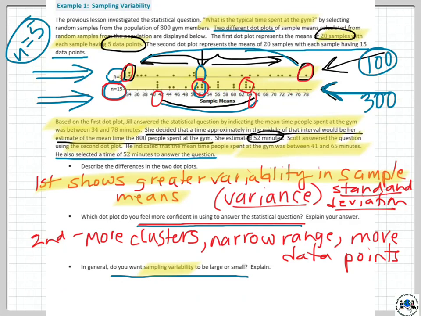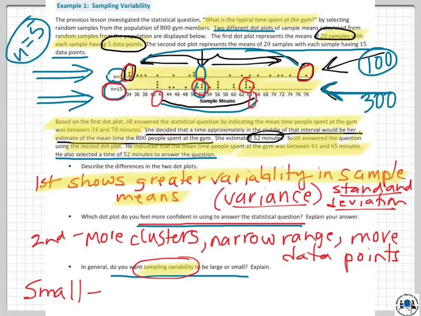So in general, do you want sampling variability to be large or small? Well, of course, that's the point of this whole thing, and you want it to be small. You want a smaller variability so you can feel safer coming to any sort of quote-unquote conclusion.